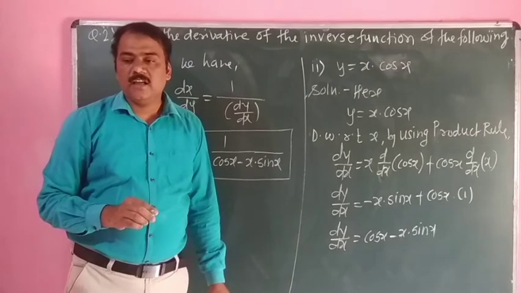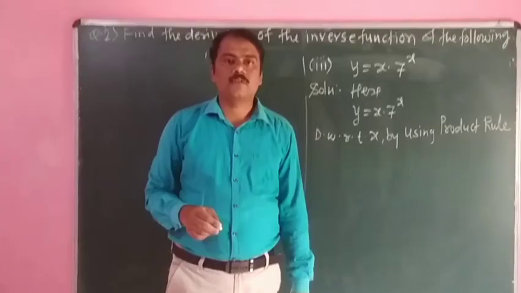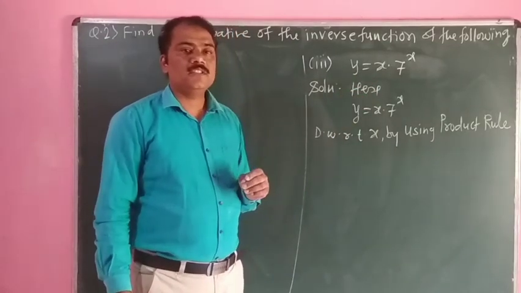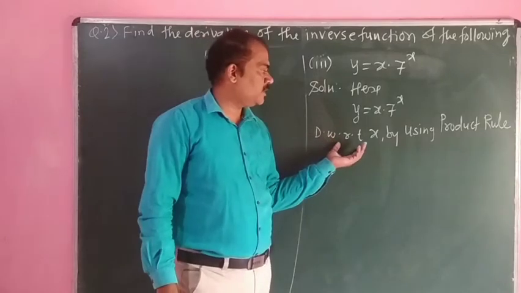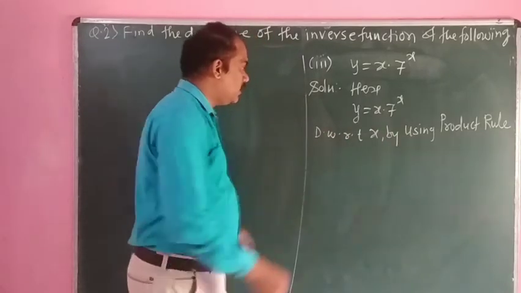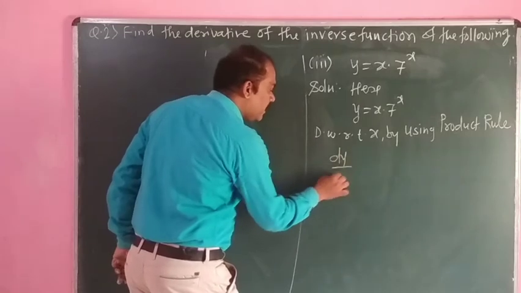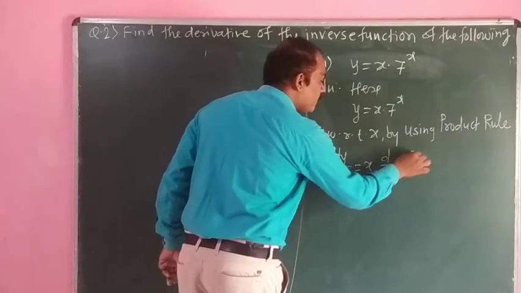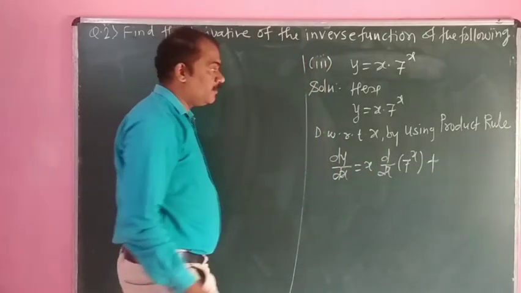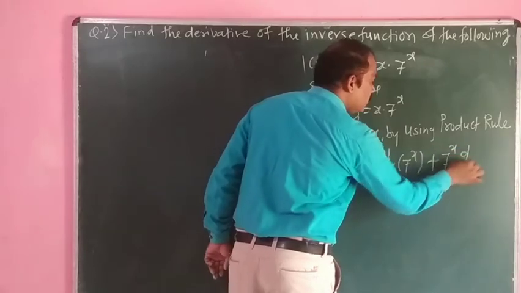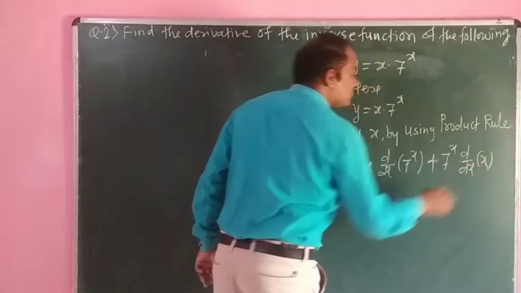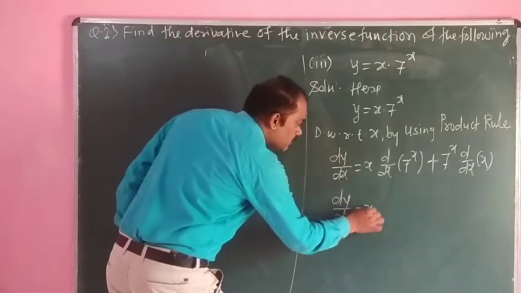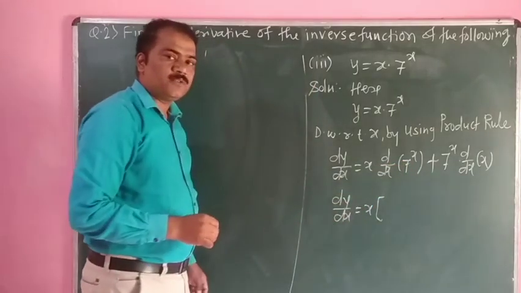Now we have to discuss example number 3. Next example, example number 3, y is equal to x into 7 raised to x. We have to differentiate with respect to x by using the product rule. Differentiation of this y with respect to x is dy by dx. First function keep as it is, derivative of second, plus second function as it is, derivative of first. Okay, so that what we have to get, dy by dx is equal to x into 7 raised to x, which is same as a raised to x.